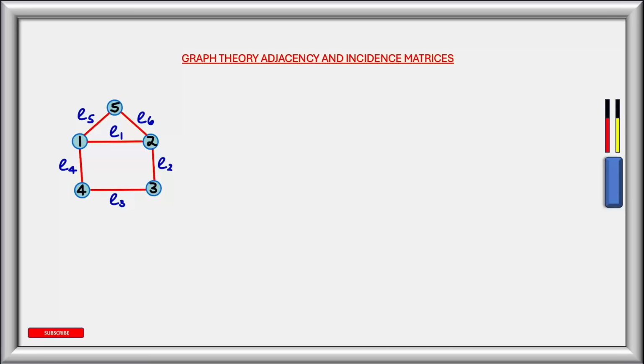And for challenge 2, we have the same graph with 5 vertices. I've labelled its edges E1 to E6. And for this, we'd like to build the incidence matrix. So if you'd like to play along, pause the video now.